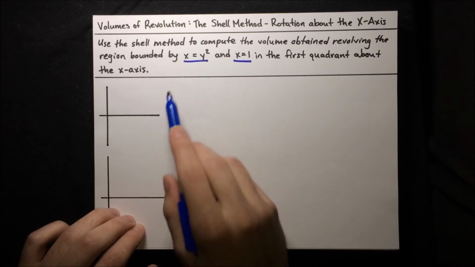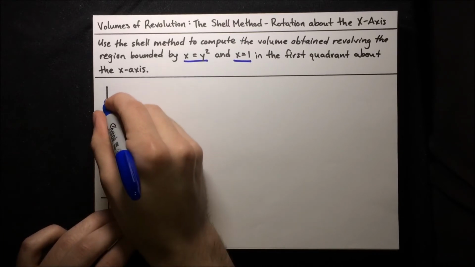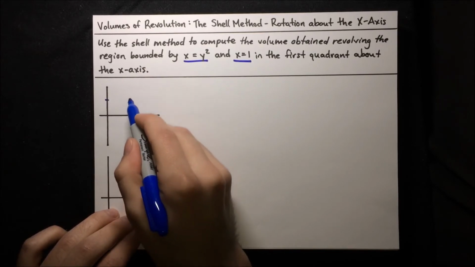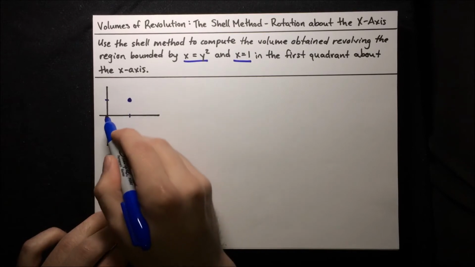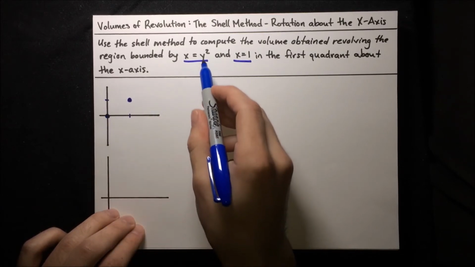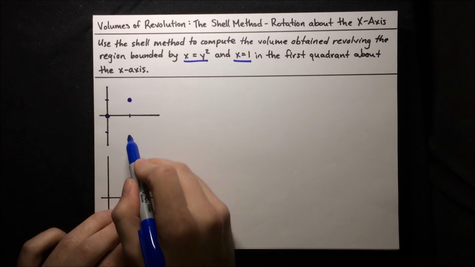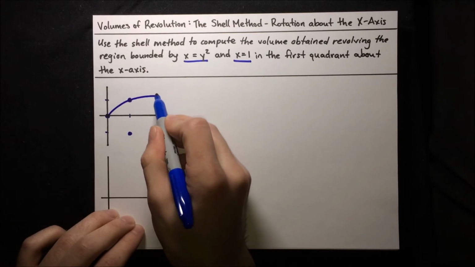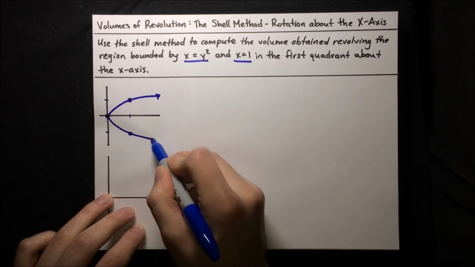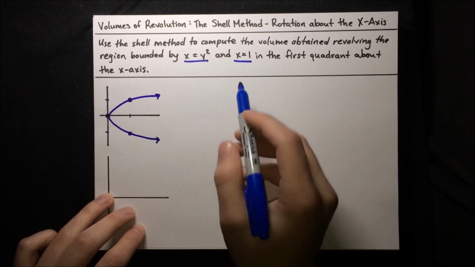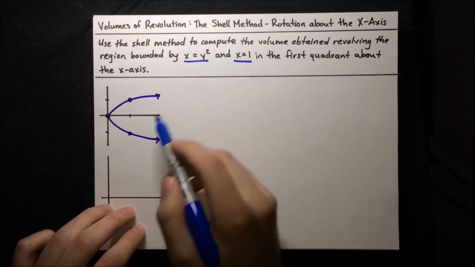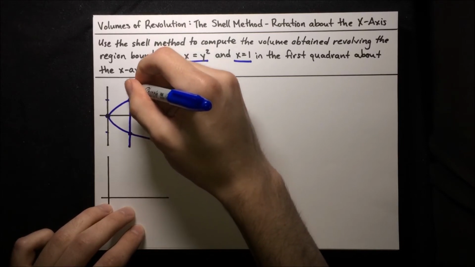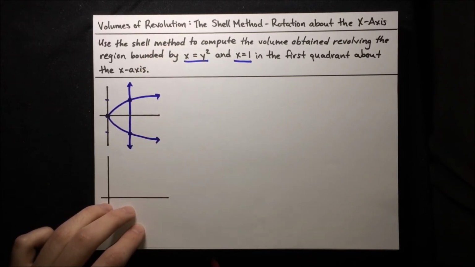We can plot a few points. When y is 1, x is also 1, so we'll make that equal to 1, right over here. Then when y is 0, x is 0, it's right over here. When y is negative 1, x is also equal to 1, negative 1 squared is just 1. So it's a parabola looking like this. Alright, so that's our x equals y squared, and then we've also got x equals 1, so that's just a straight line, x equals 1, right over here. There we go. And now let's shade in that region.